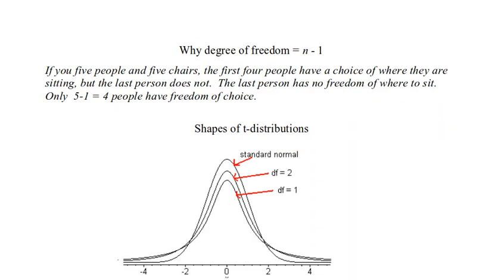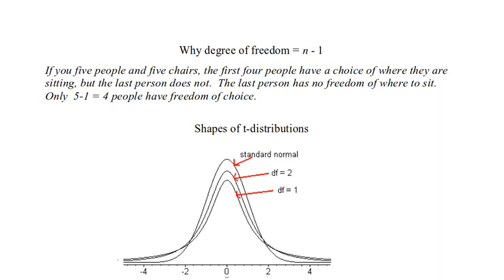The degrees of freedom is another way that a student t-distribution takes into consideration the fact that there are two sources of variation in a t-distribution. So a degree of freedom can be thought of in the same way as people in chairs. If you have 5 people and 5 chairs, the first 4 people all have a choice of where they are going to sit, but the last person does not. There's only one seat left for that person. The last person has no freedom of where to sit, so only 4 people out of the 5 have freedom of choice. So our degree of freedom is n minus 1.